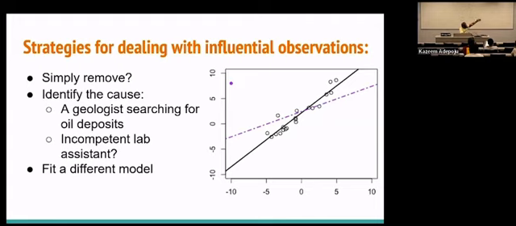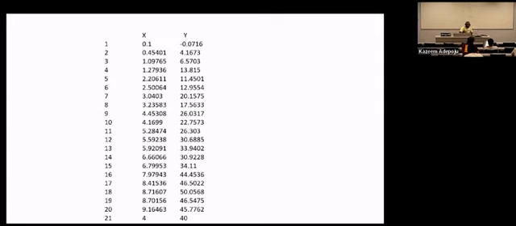Whether to remove it or to use a different model, you need to be able to understand what causes that outlier. If it is an error, maybe just an error in imputation, you can remove that. If it is not, then you need to fit a different model. Okay, my TA is going to walk you through this.